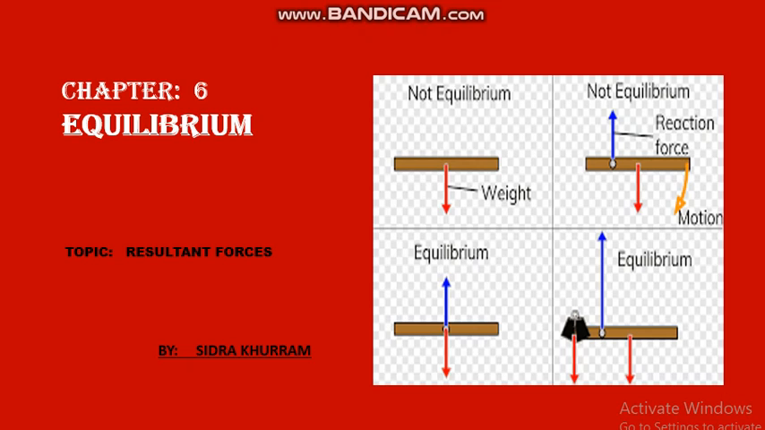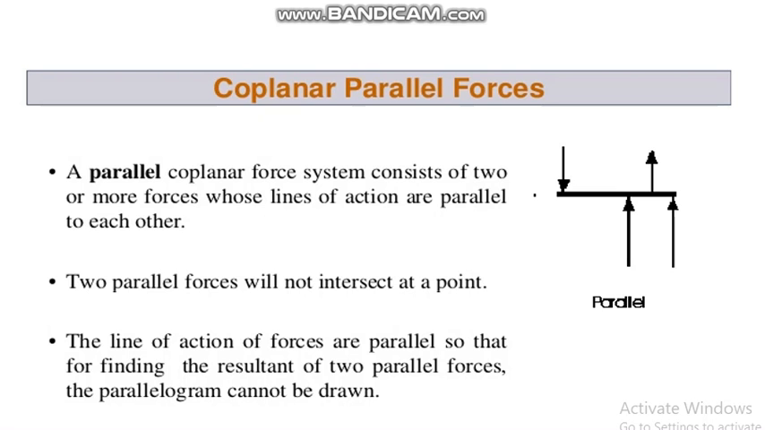How are you? Today we will start our new topic, resultant forces, of chapter number 6, equilibrium. Let's move towards the definition of coplanar parallel forces. A parallel coplanar forces system consists of two or more forces whose lines of action are parallel to each other. Two parallel forces will not intersect at any point.